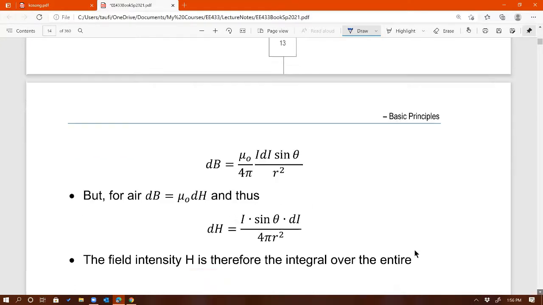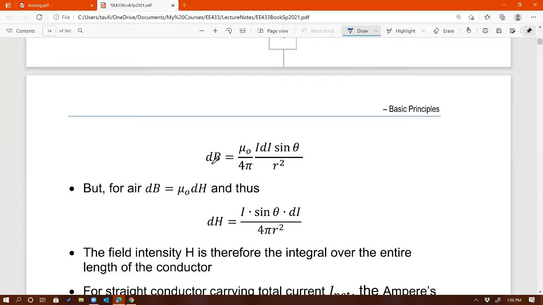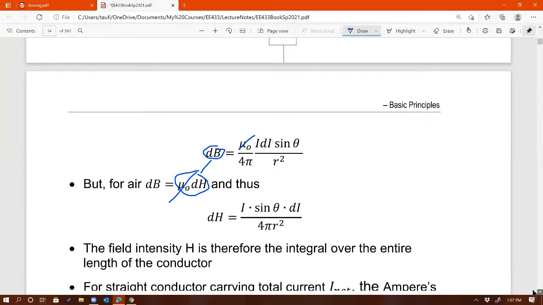And then we know that magnetic flux density is equal to mu naught dH. H is what we are looking for, the field intensity. And so therefore, dB is equal to mu naught dH. I'll go ahead and replace that with this, right? And what do we have? The mu naught cancels, so then you have dH equals I sine theta dL over 4 pi R squared, okay?